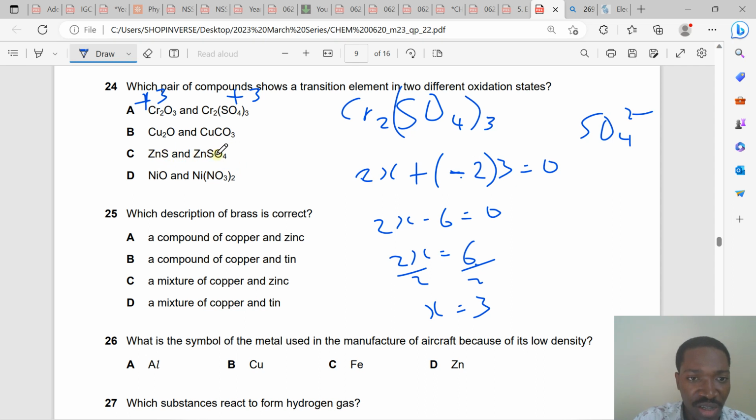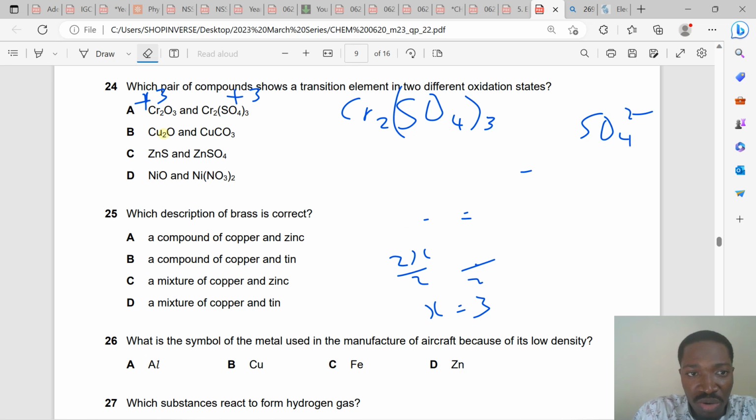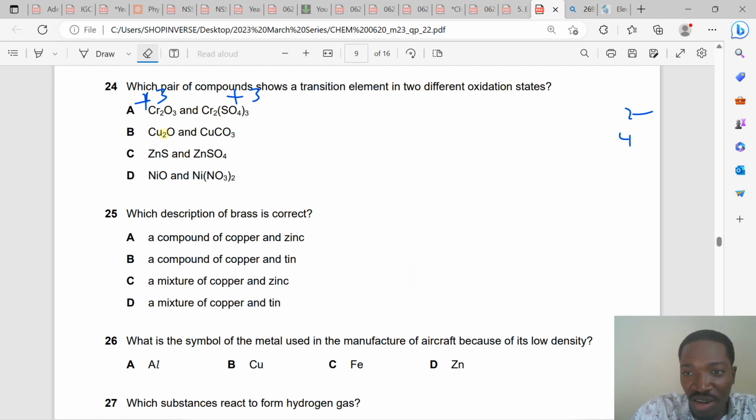Zinc sulfide, zinc SO4, CuO, CuCO3. Okay. The oxidation number of oxygen is -2. CO3 is 2-. It can't be this. So I just want to be quick with this so I don't consume too much time. Let me try this. Okay, don't let me just conclude without trying. Cu2O. Sorry, Cu2O, not CO2. Let's try option B.